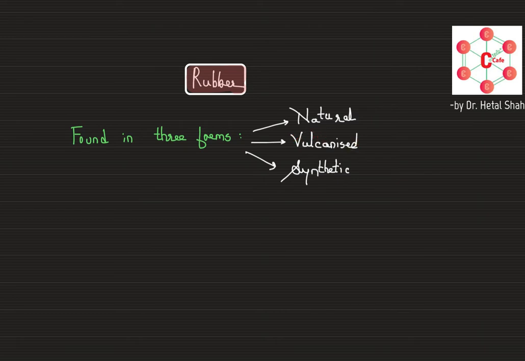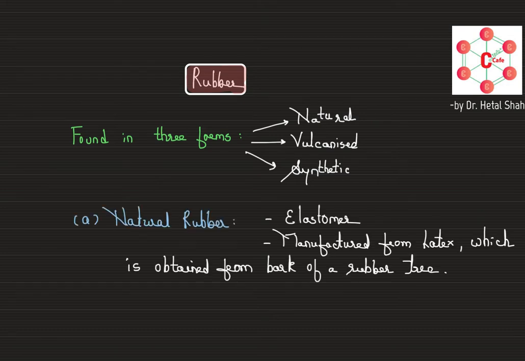This is prepared from natural rubber by some chemical processing, so we may even call this a semi-synthetic polymer or semi-synthetic rubber. And then we have a completely synthetic form of rubber. These three forms, we would take up each form one by one. So the first one here is natural rubber.